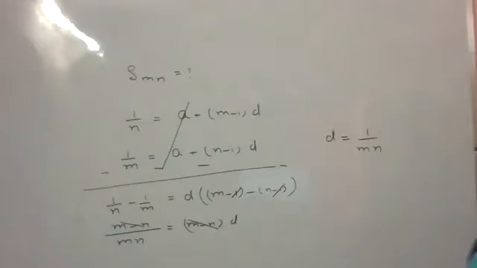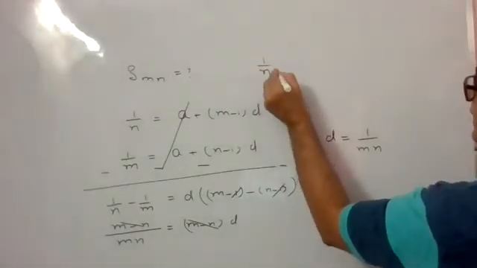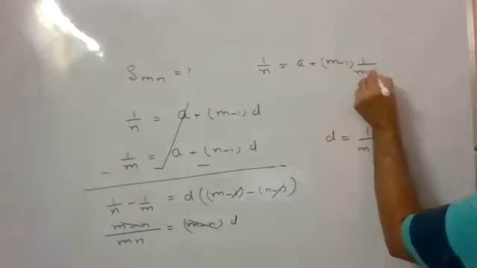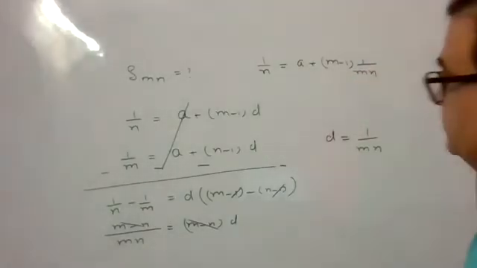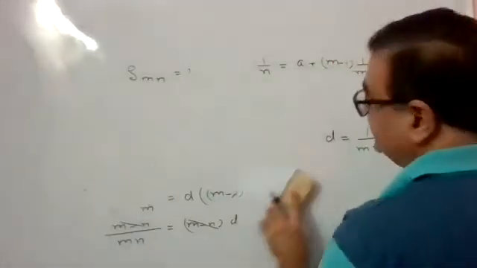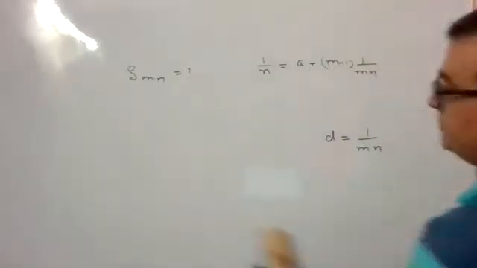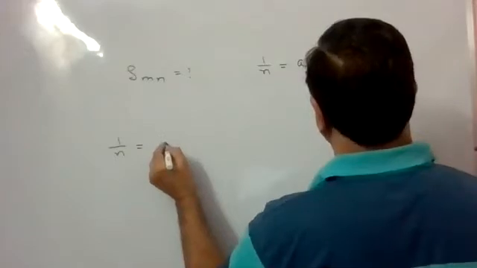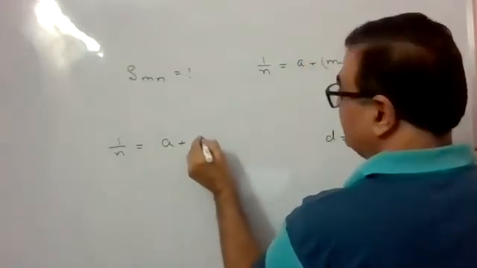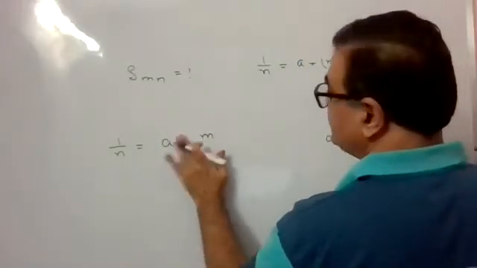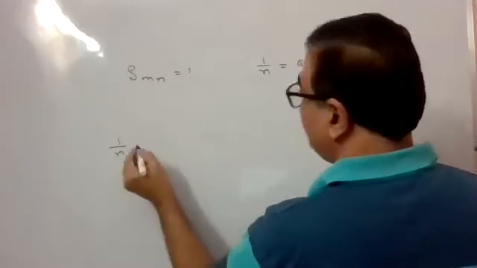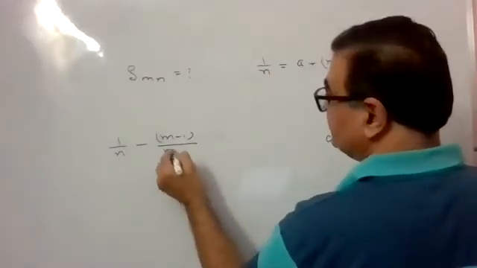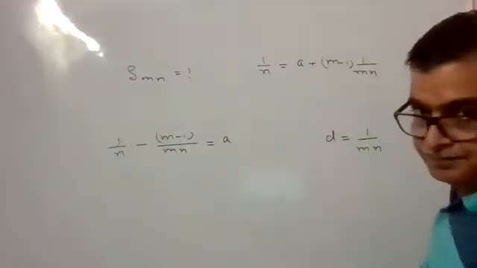To get a, we will take first equation. I get it 1 by n is a plus m minus 1 d, d will be 1 by mn now. And now when you solve it, what this result comes? It will come 1 by n is equal to a plus m, or just I'll take this term that side, a minus m minus 1, 1 by n minus, this is mn coming a.